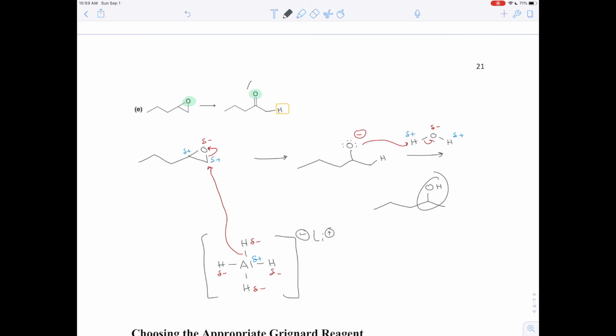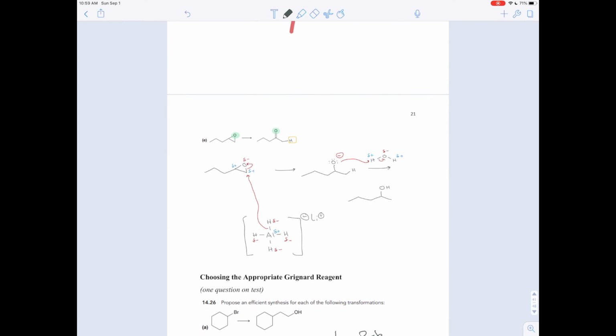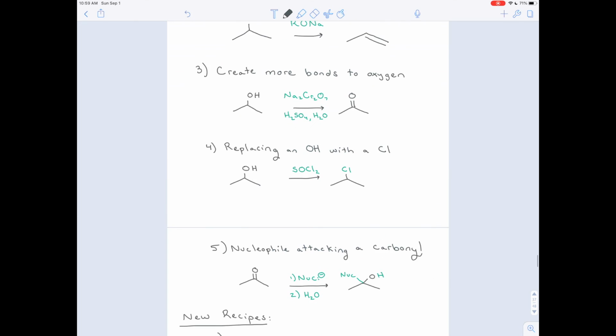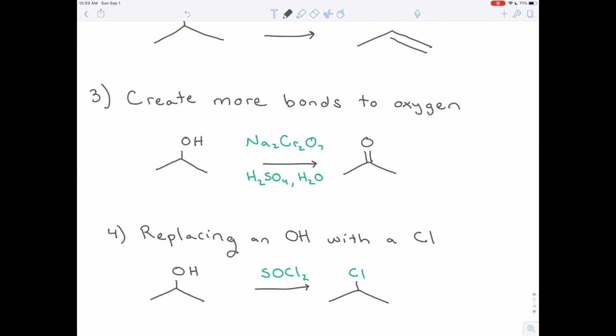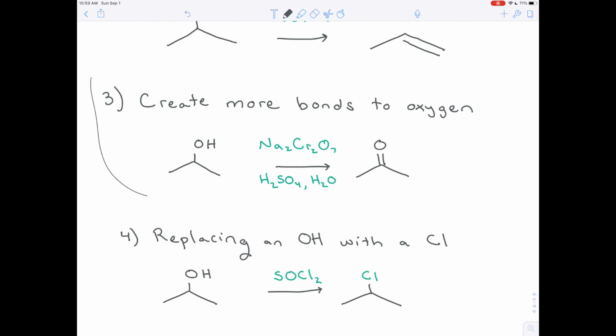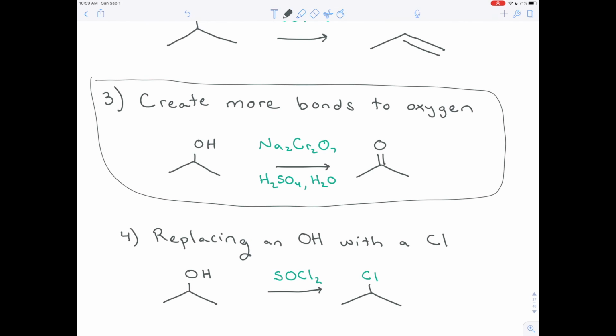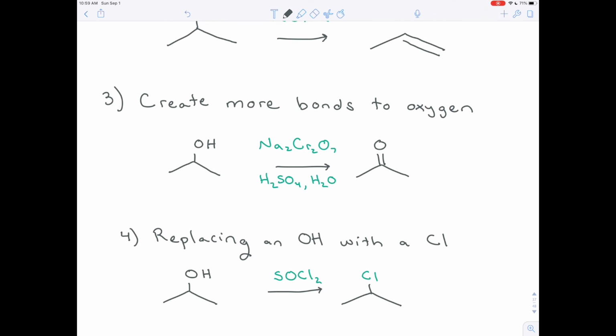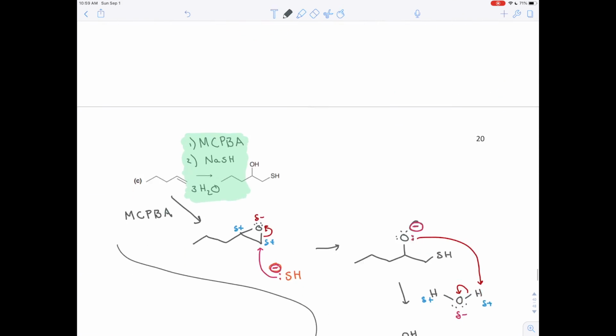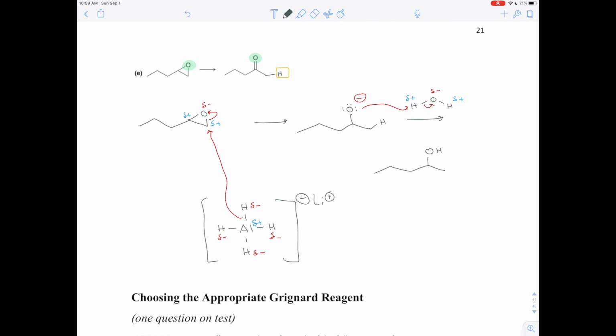And so at this point, we have everything we need. We just want to form one extra bond to the oxygen. And the recipe for doing that is sodium dichromate and sulfuric acid and water. The mechanism for this is really long. I'll explain that in a separate video. But to make that transformation happen, that is what you'd have to add. So, going back to our exercise here, if we add sodium dichromate, Na2Cr2O7, and sulfuric acid and water, then we get our product.